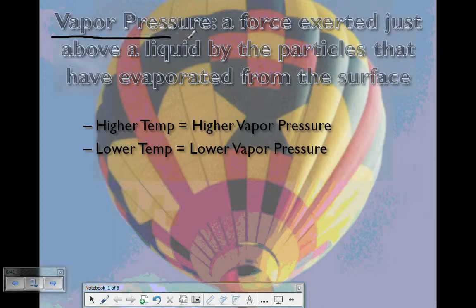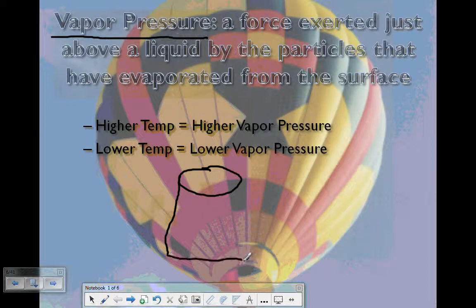Here's our new term, vapor pressure. This is simply the force that's exerted just above the surface of a liquid by particles that have evaporated from that liquid. Thus, it's called vapor pressure.